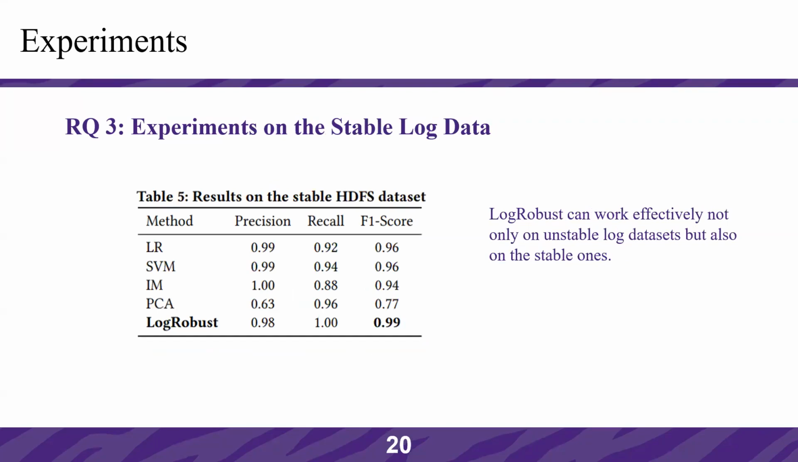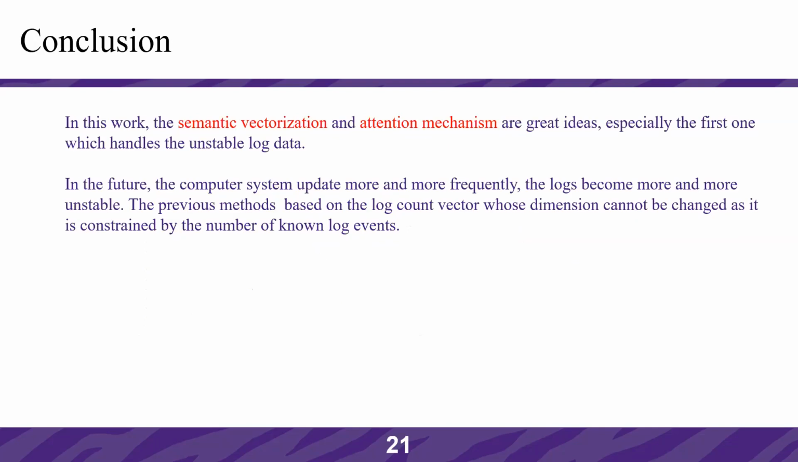For the third question, experiments on the stable log data. LogRobust can work effectively not only on unstable, but also on stable ones. Here is the conclusion. In this work, the semantic vectorization and the attention mechanism are great ideas, especially the first one, which can handle unstable log data. In the future, computer systems will update more and more frequently. The logs become more and more unstable. The previous methods are based on the log count vector, whose dimension cannot be changed as it is constrained by the number of known log events.